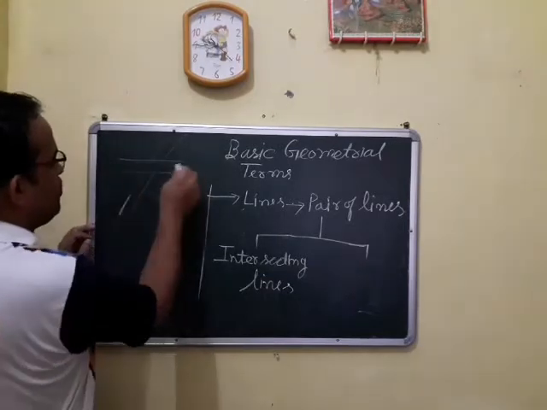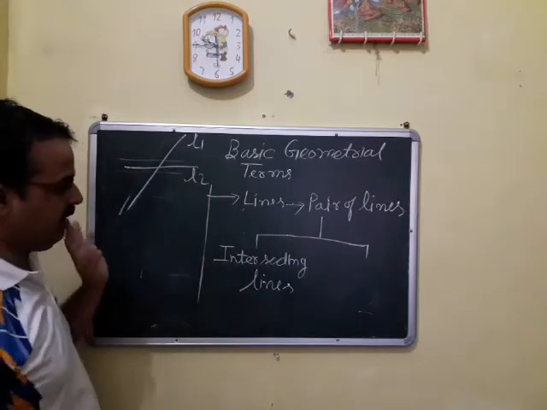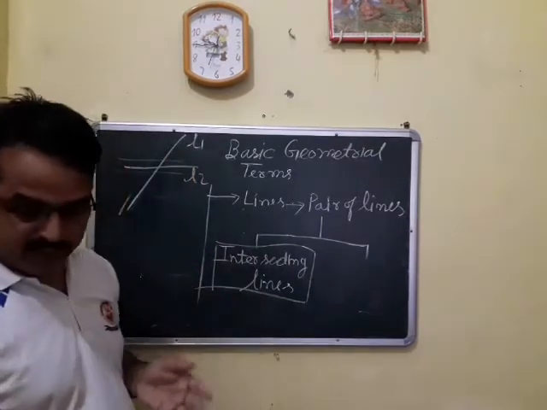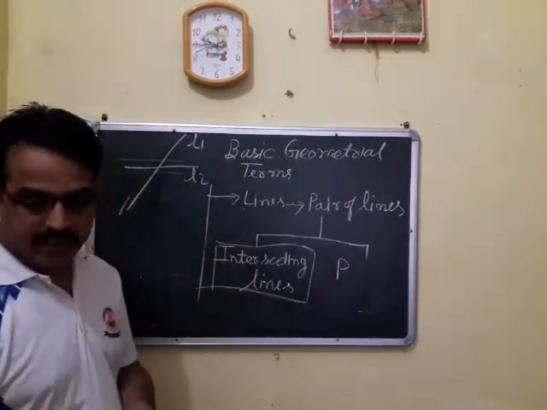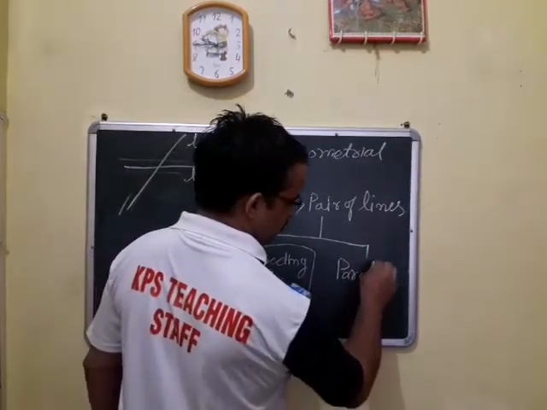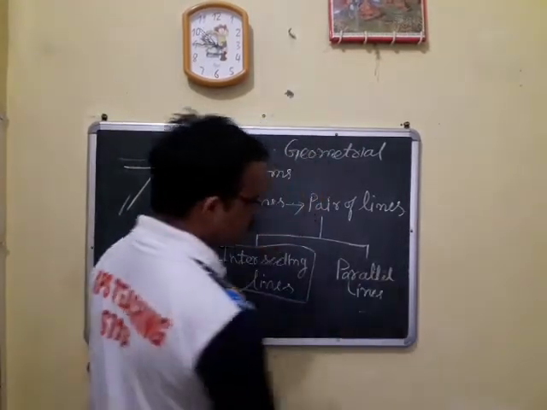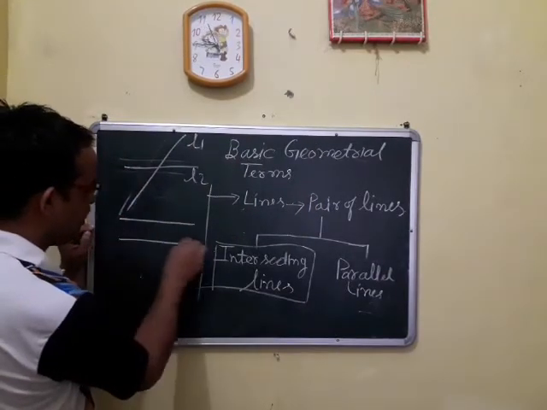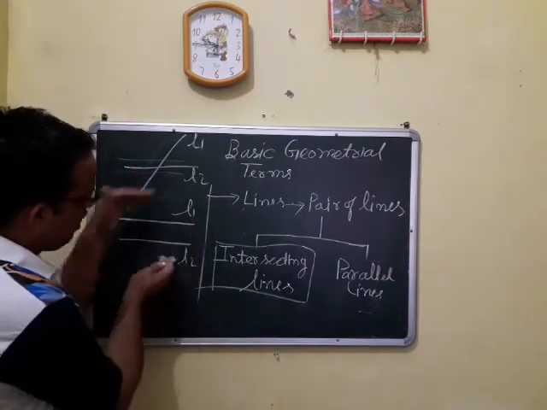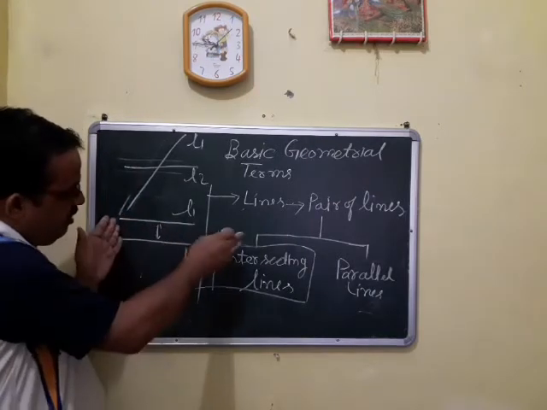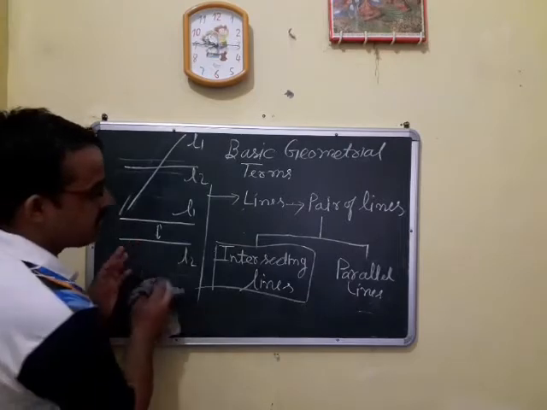See that this is the intersecting line. Line L1 and line L2 both intersect each other. Clear? And the second portion we discuss here is the parallel lines. These lines are parallel lines. L1 and L2 are parallel lines, and here जो parallel lines होंगी L1 and L2, इनके बीच की distance क्या होगी? Equal. ठीक? These lines never intersect each other. Clear?